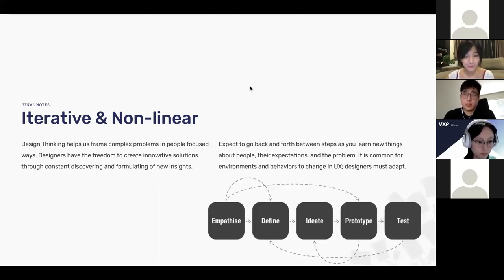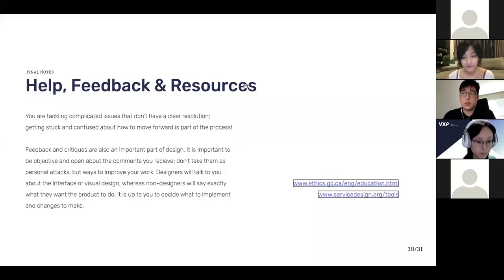Again, you're working with very complex problems that don't necessarily have a clear solution in frame. Getting stuck and not knowing how to continue is part of the process that we as designers are familiar with. The best thing that you can do is to ask for help or ask for feedback, because they are very critical parts of design. Take the things that people say seriously, but don't take them personally, even if they're non-designers. As the people in charge of the project, you have the power to choose what to implement and what not to. Therefore, you need to take into consideration what people are saying and be objective, because you're not designing for yourself, you're designing for other people, right?